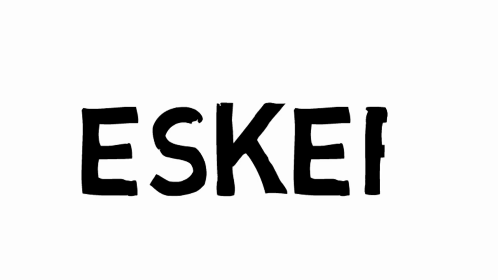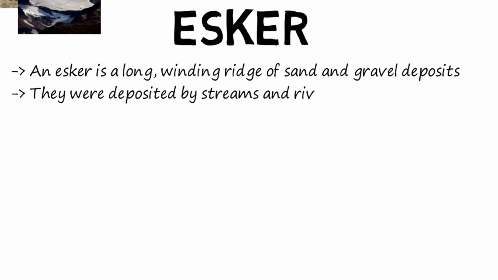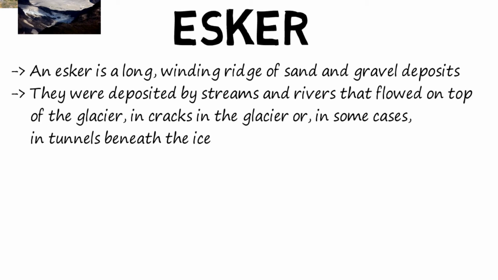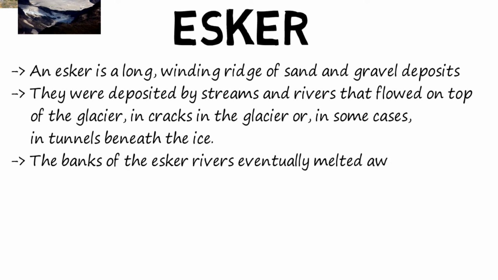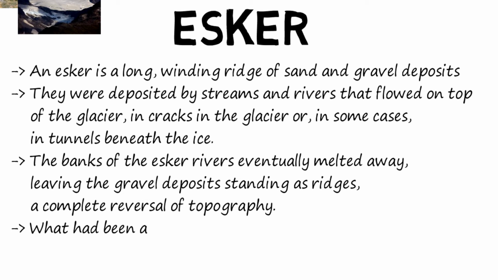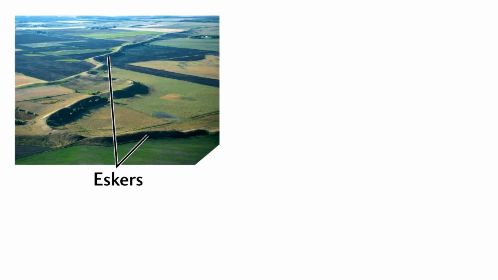Esker. An esker is a long, winding ridge of sand and gravel deposits. They were deposited by streams and rivers that flowed on top of the glacier, in cracks in the glacier or, in some cases, in tunnels beneath the ice. The banks of the esker rivers eventually melted away, leaving the gravel deposits standing as ridges, a complete reversal of topography. What had been a valley became a ridge.